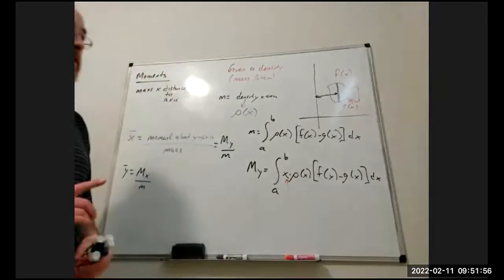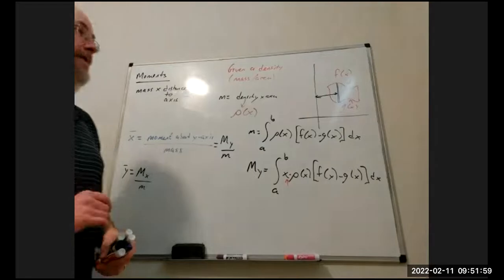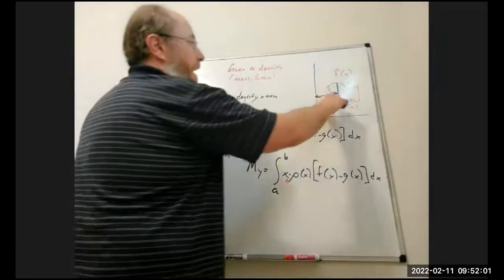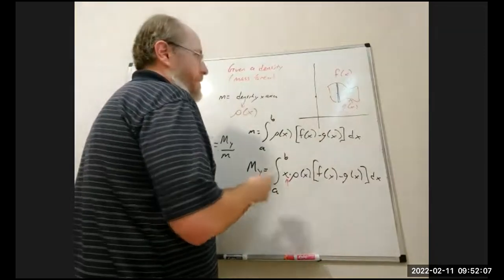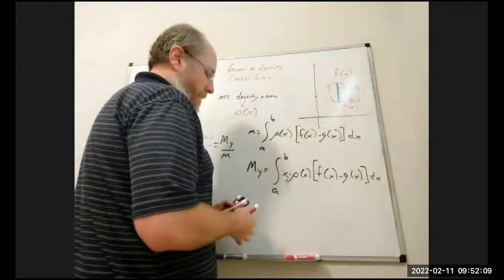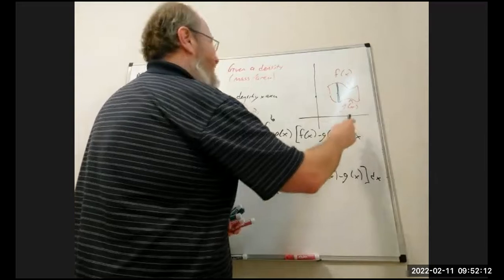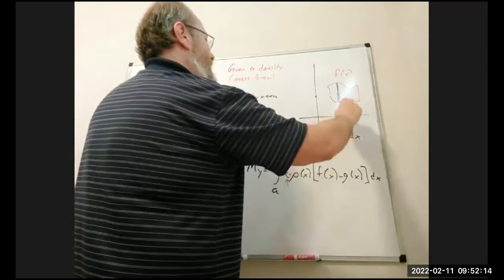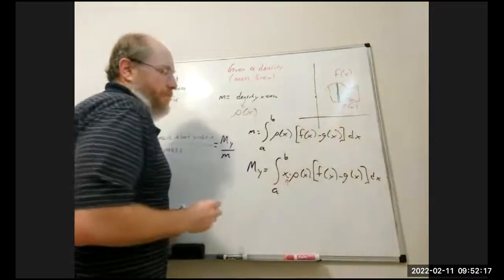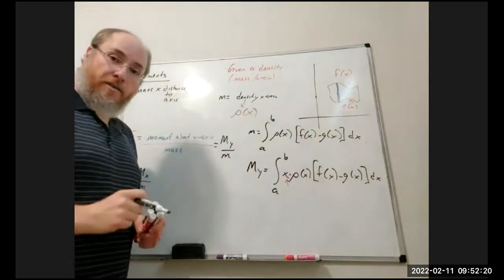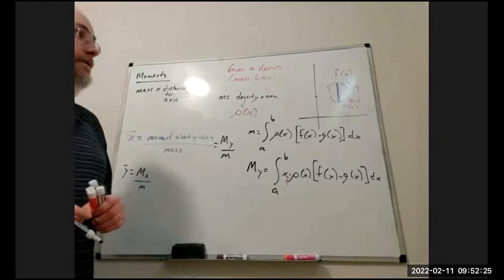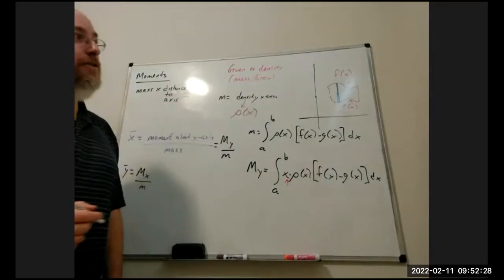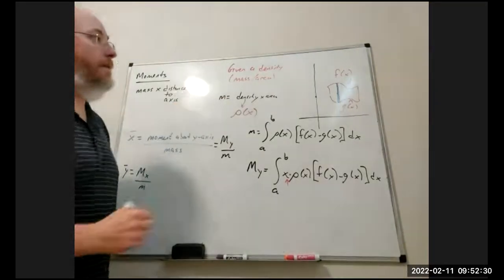There's the formula. Now, for the Mx, this is a little bit more difficult. For the Mx, now what we're talking about, instead of distance to the y-axis, we're talking about distance to the x-axis. And you can see why this might be a little bit more challenging with how we've got things set up, because now instead of vertical strips, I would want horizontal strips, because horizontal strips are all going to be the same distance away from the x-axis. But with the shape I drew, you can probably see the issue with that.